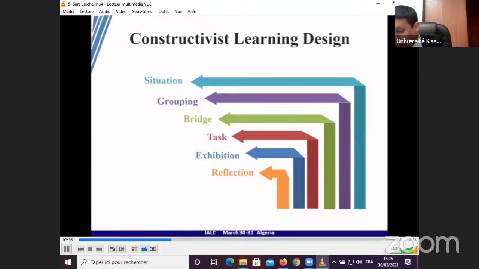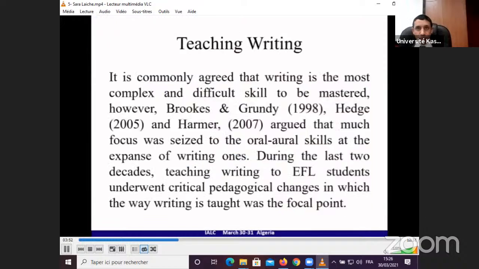It also builds upon their reflections. Here, assessment is a continuous process at every single stage of learning. On the other side, we have digital writing, which is agreed to be the most complex and difficult skill to be mastered.